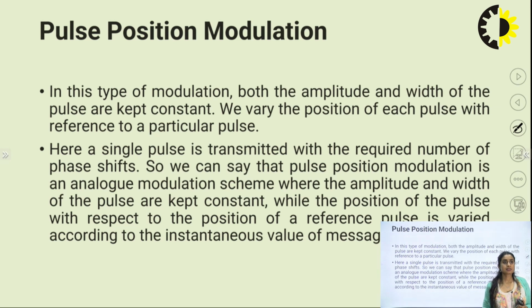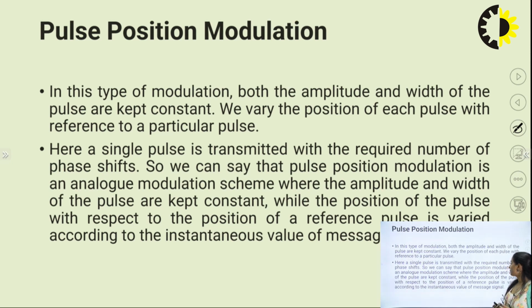Next is pulse position modulation. What is position modulation? As the name suggests, here neither the amplitude nor the width will vary, whereas the position of the pulses will vary with respect to the voltage signal, which is my modulating signal. In this type of modulation, both the amplitude and width of the pulses are kept constant. We vary the position of each pulse with reference to a particular pulse, true. Here, a single pulse is transmitted with the required number of phase shift.